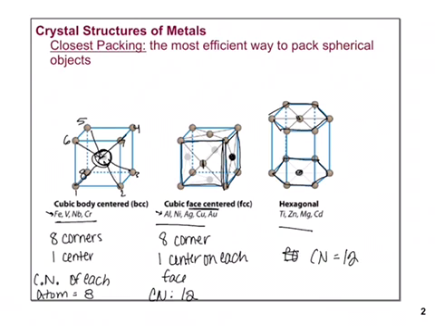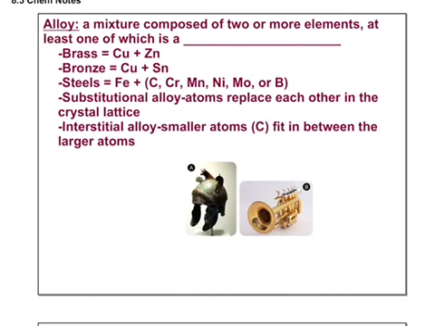So we can create alloys out of metals, and this is a mixture composed of 2 or more elements, at least one of which has to be a metal. And you're actually familiar with some alloys like brass, bronze, and steel. And so brass is a combination of copper and zinc. Bronze is a combination of copper and tin. And there are different types of steels. The main metal here would be iron, and it could mix with any one of these or any combination of those to make different types of steels.